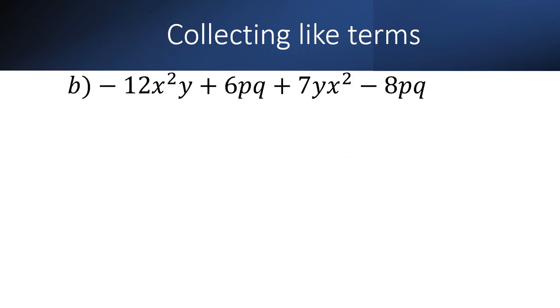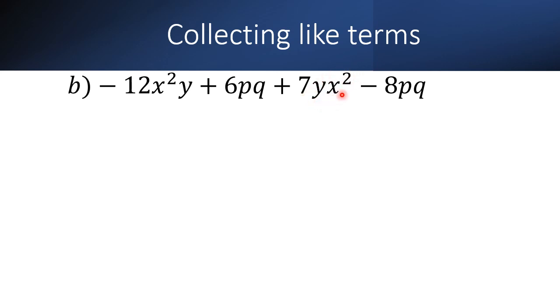Now let us continue collecting like terms, grade 8 learners. Now let's study the expression that is given on the screen. The first term is negative 12x squared y. So which other term in the expression contains x squared y? That will be 7yx squared.